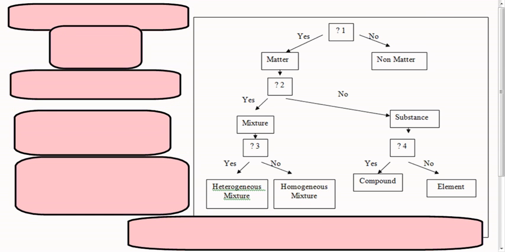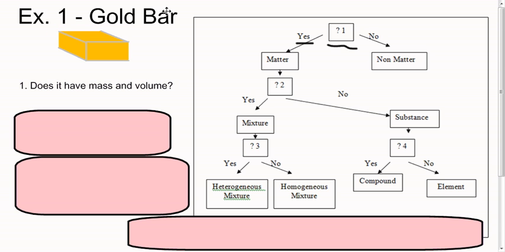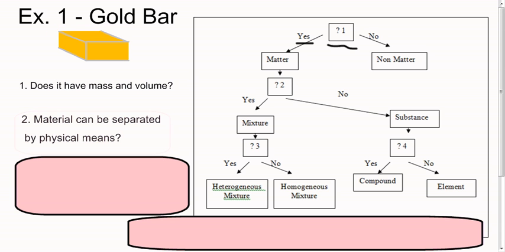Now, let's talk about a piece of gold. For the first question, does gold have mass and volume? The answer is yes. Now, for the second question, can the material be separated by physical means? The answer to that is no, it can't be. So that means it's a substance.